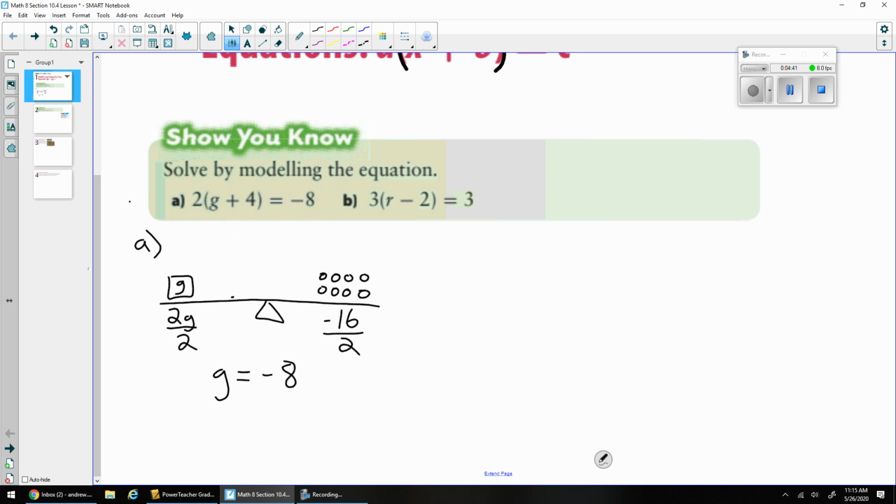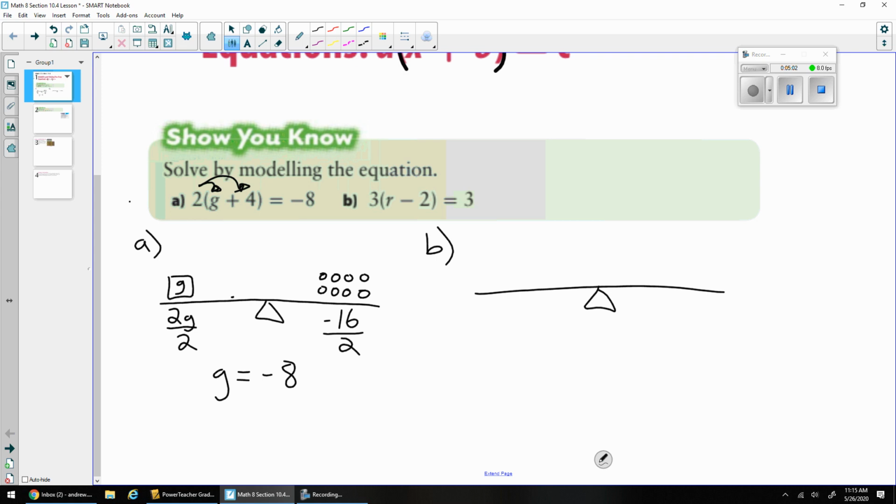Okay, so you just have to deal with the fact that there's these brackets, and we can see that this 2 actually means that there's 2 g's and that there's 2 4's. So again, with B, let's demonstrate this one with a quick teeter-totter.